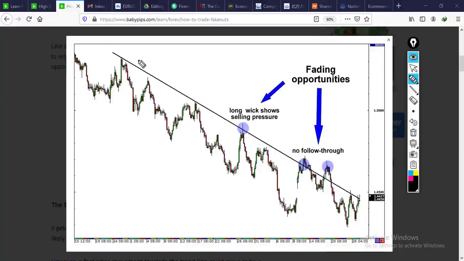So why does all this happen? The big boys, the institutions, they know how retail traders trade. They know how you and I trade. They know what is running through our minds. So they create all these moves. They know we know the trend is to the downside.